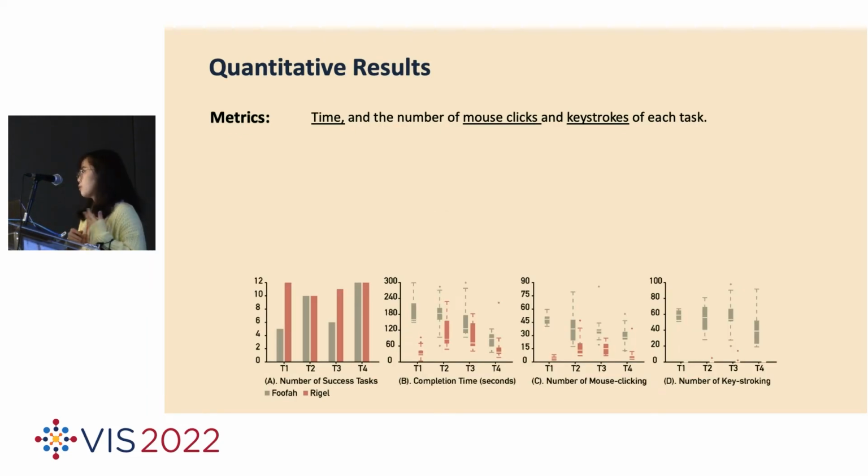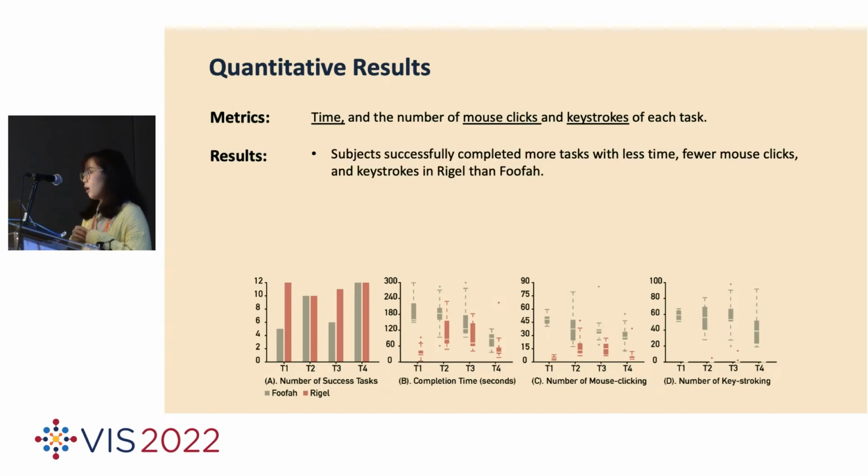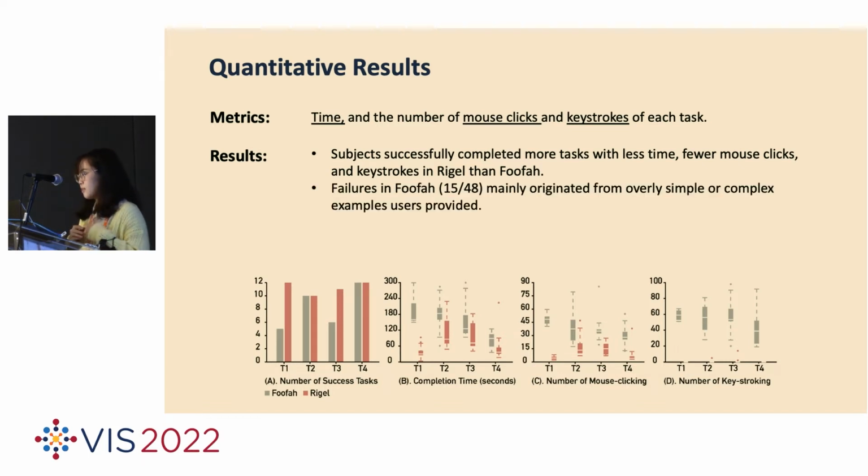So we collected 3 metrics in the user study: time and the number of mouse clicks and the keystrokes of each task. Overall, we found that participants successfully completed more tasks with less time and fewer mouse clicks and keystrokes in RIGO than FUFA. When inspecting the failures, we found that the failures in FUFA may be due to the overly simple or complex examples the users are required to provide to the FUFA system. So the system might wrongly interpret these examples and produce the wrong results.